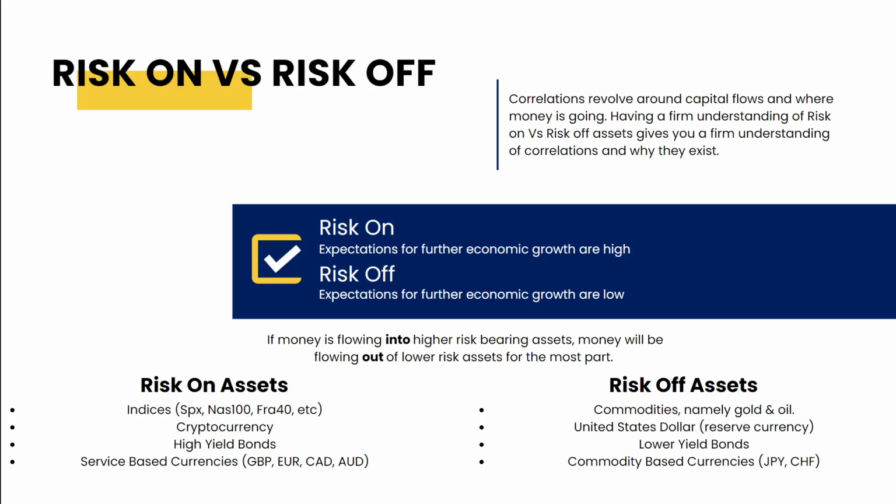Even to some extent real estate. With risk off, expectations for further economic growth are low. So when things are looking rather bearish, it looks like the economy could go into a recession, you're going to want to have your money in risk off assets like commodities, the US dollar, or lower yield bonds. We can see here there's a few examples of risk on assets and risk off assets. And these correlations aren't always perfect, as we mentioned. We've actually been seeing gold go down with equities. So they're not always perfect, but typically these are very good examples of risk on assets and risk off assets.